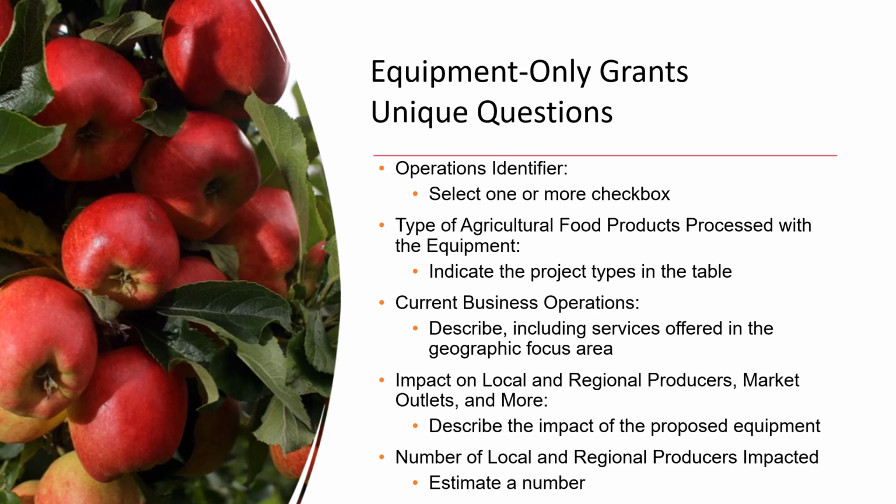For the current business operations question, describe the applicant organization's current business operations, including services being offered in the geographic focus area of the proposed project. Next, in the text box provided, describe the impact the requested equipment will have on local and regional producers, market outlets, and any others. Finally, estimate a total number of local and regional producers that will be impacted by the requested equipment.